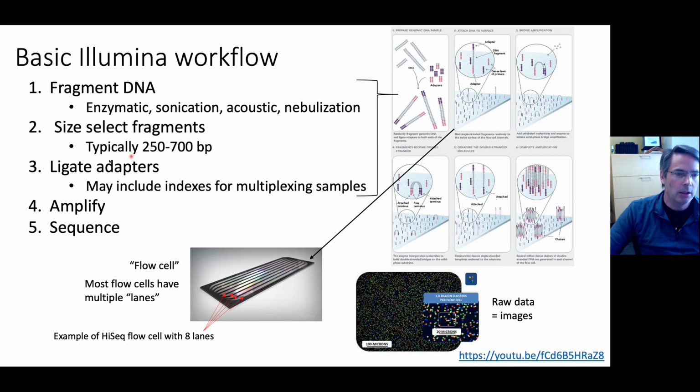Once you've got your fragments selected, then you go into the chemistry of ligating adapters. Those adapters are the pink and purple dots here in the cartoon. The flow cell is a lawn of oligonucleotides that are complementary to the adapters. And so when you put your ligated DNA fragments onto the flow cell, they're going to anneal with the oligos on that lawn. And then they do this bridge amplification.